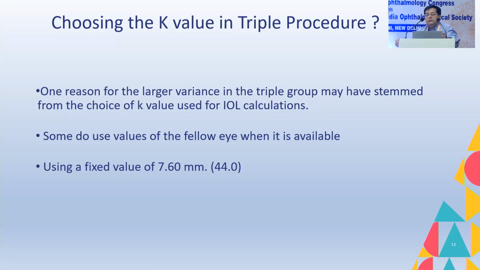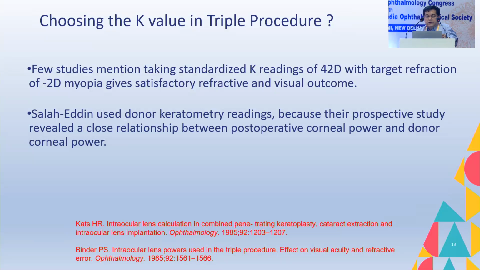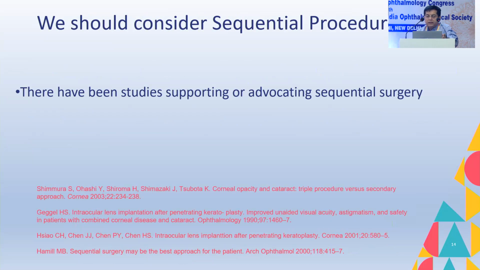And what K value should you use in a triple procedure? That's also a challenge. Conventionally, as I said, we use 44 K, but some people also use the K of the fellow eye when it is available. There is one study by Salahuddin, who used the keratometry value of the donor eyes. While the eyes were being enucleated, they took a keratometry on the donor eye, and that is the standard K which they used for their IOL power calculation. But that's not the norm that we generally do.